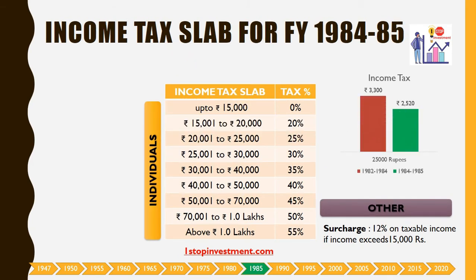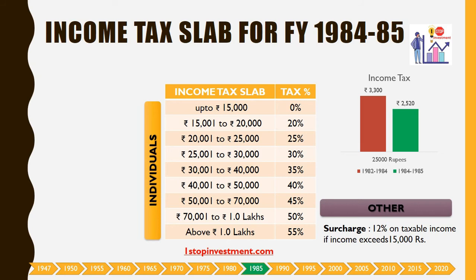For the financial year 1984 to 1985, the tax slabs were increased and the tax rates were brought down. For a total income of 25,000 rupees, a person had to pay 2,520 rupees as tax, which is 24% lesser than the previous tax slabs.